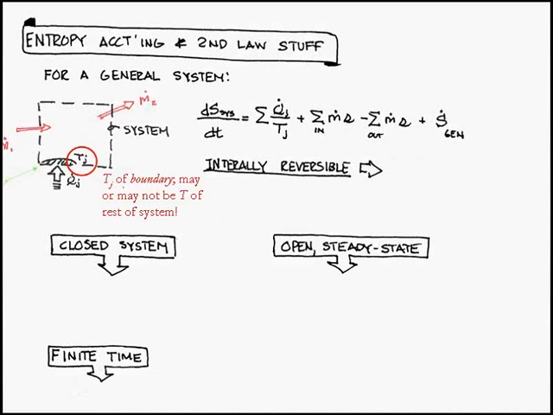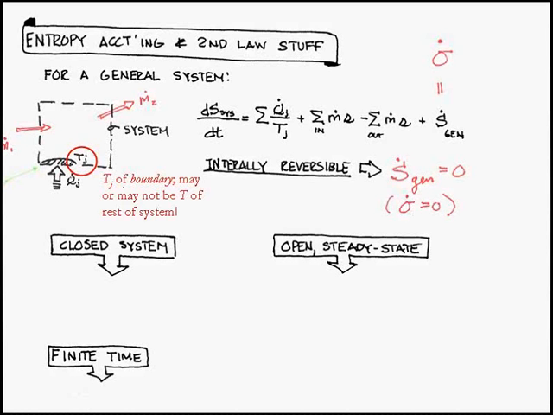But some things are different. Notice that there's a generation term for the first time. In fact, it's the only time in any of the conservation or accounting equations that you've seen before. S dot gen is equal to 0, and only equal to 0, when you have an internally reversible process. S dot gen is 0 then and no place else. If you don't have an internally reversible process, then entropy is not conserved.